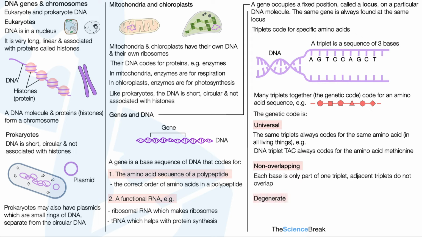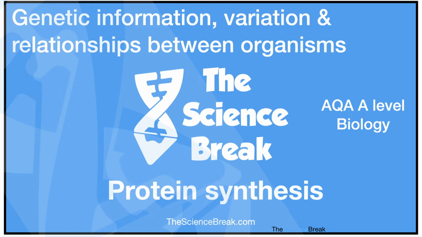DNA is also degenerate. More than one triplet can code for the same amino acid. For example, the DNA triplets GTT and GTC both code for glutamine. Again, we don't need to memorize triplets and amino acids. This is again just to illustrate the idea that DNA is degenerate. Next, we take a look at protein synthesis.